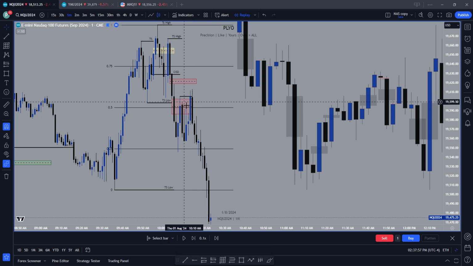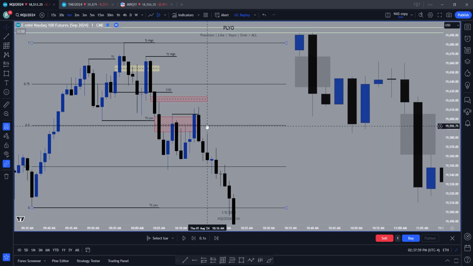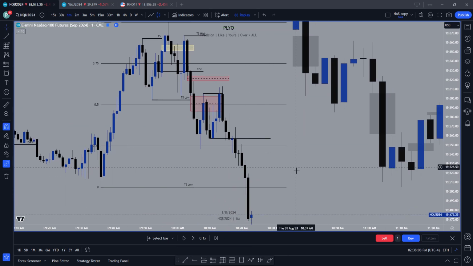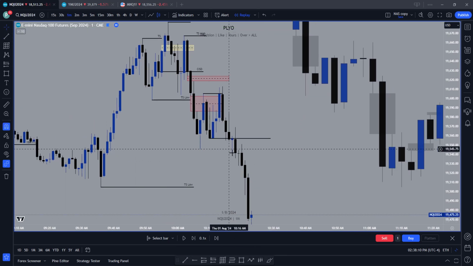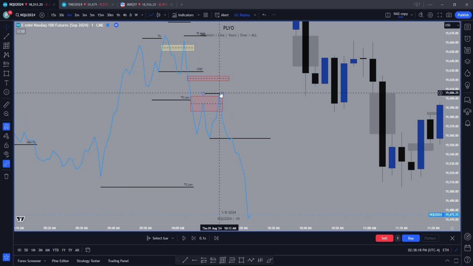But we soup this high, and then the cycle repeats. Okay, soup here, CISD. However, there is no inverse. There is no 2022 model. All we do is have a manipulation leg. And if you remember, sharp move up, followed by sharp move down.